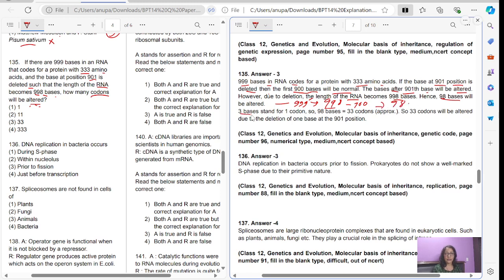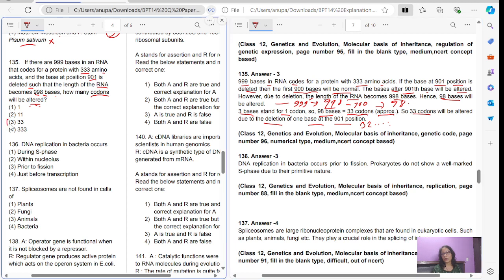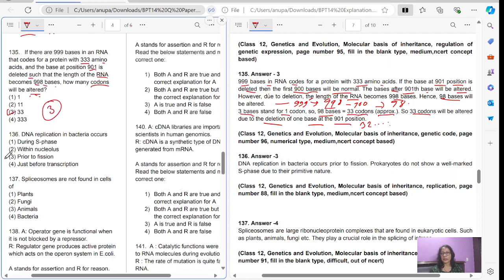And we know that 3 bases stand for 1 codon, so 98 bases will stand for 32 point something codons, but we can't take it as this, so we will take an approximate value, that is 33 codons. So 33 codons will be altered due to deletion of one base at position 901. So our answer of this question will be 33 codons, that is option number 3. Hope the answer is clear to you.